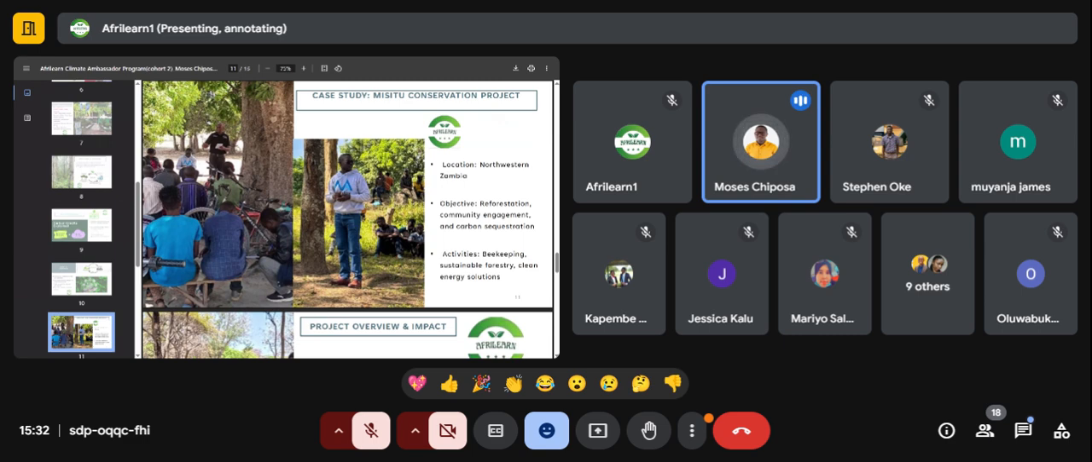If you want to know more about this project, you can just go to Google and type this name, Misitu Conservation Project. Then it will come. You find more information about this project.